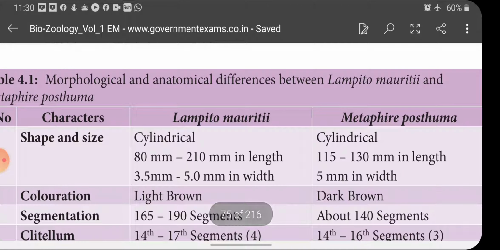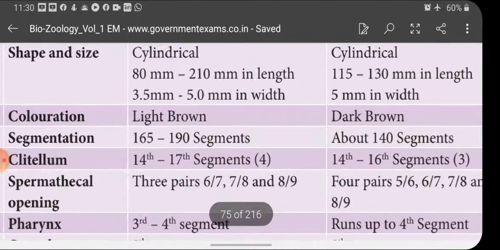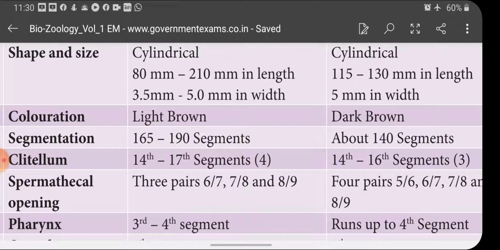These are the anatomical differences between the two different earthworms. One is Lampito mauritii, another one is Metaphire posthuma. Please children, you have to go through this by yourself. Don't miss it. You can expect questions from this.